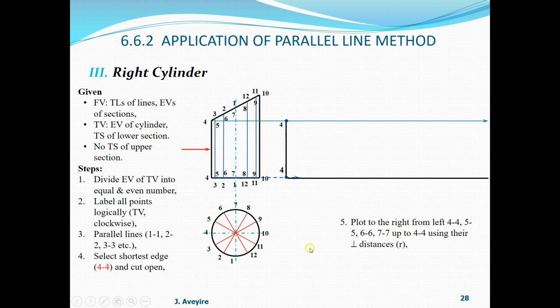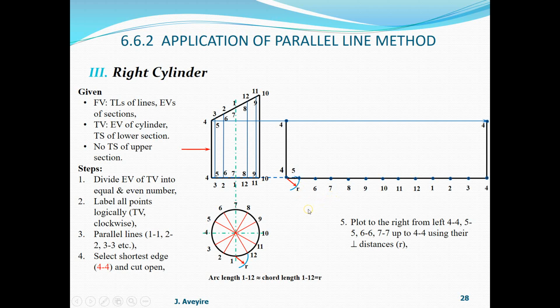Good. Then we know that the distance between the lines is actually the arc length, right? And this arc length is equal for all. Therefore, if the divisions are quite small enough, then we can say the arc length equals the chordal length and therefore equal to R. So center here, R, will give us 5. Then likewise 6, 7, 8, 9, 10, 11, 12, 1, 2, 3, back to 4.